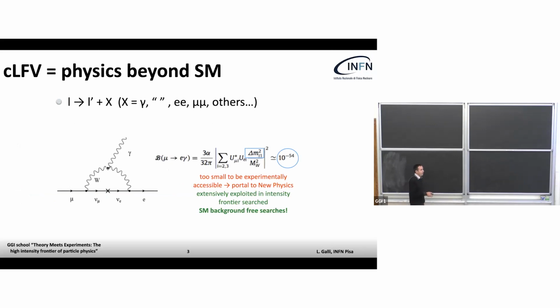Why are those interesting? I know that they were already introduced, but just to refresh ourselves a little bit. A transition like this, in which a lepton goes to another lepton plus something that can be nothing, or a pair of leptons of the same family, or a gamma, is quite interesting to study, because if you compute this kind of diagram within the standard model, since the neutrino oscillates, you can have a number, but it's a number which will never be accessible to any experimental setup, which means there is no standard model background. And if you see this kind of process, then for sure, this will come from something beyond the standard model.